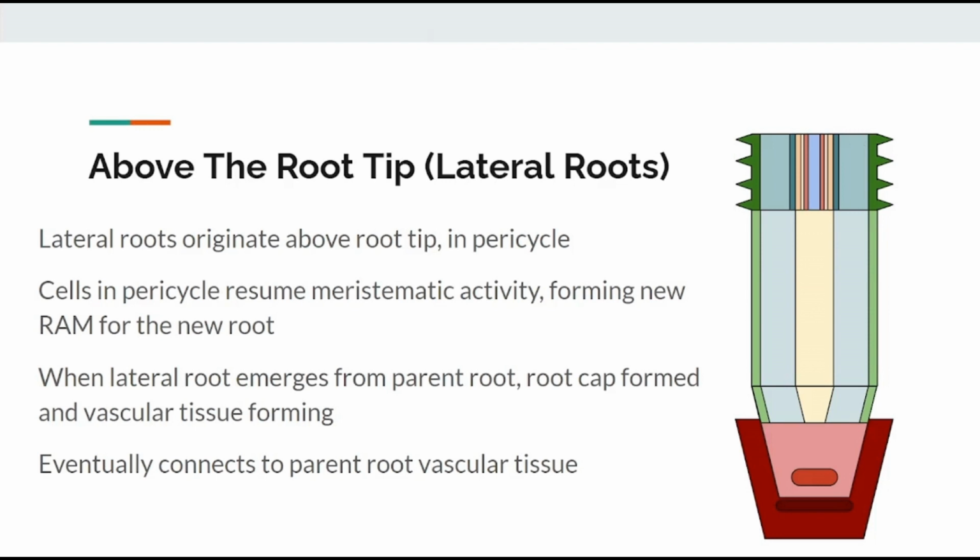Above the root tip is also where lateral roots originate. The growth of a lateral root is initiated by cell divisions in the pericycle, where cells resume meristematic activity and form a new RAM which pushes laterally outwards. When the lateral root emerges from the parent root, it has formed a root cap and vascular tissue is beginning to differentiate, which will eventually connect to the vascular tissue in the parent root.